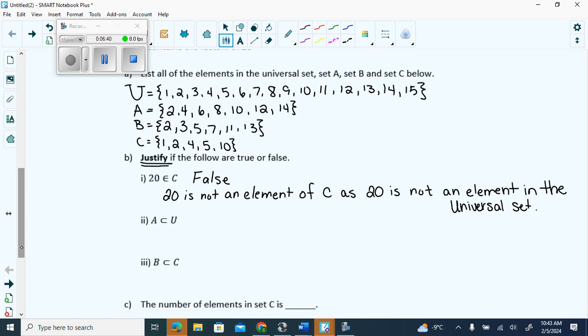Two, that little sideways C means a subset of, correct? Is A a subset of the universal set? Is A contained in the universal set, all the elements? Yes, so it's true. And how you would justify that is to say every element in set A is an element in the universal set.